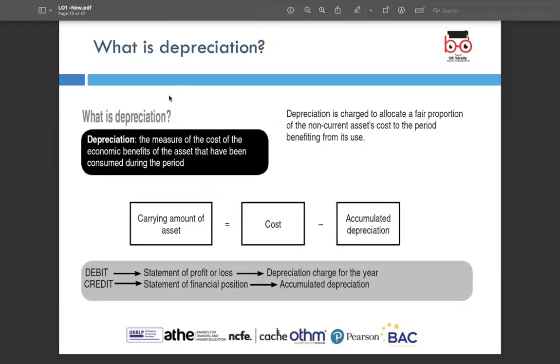Right. What is depreciation? Any question? Anyone can explain what is depreciation, if anyone is there?